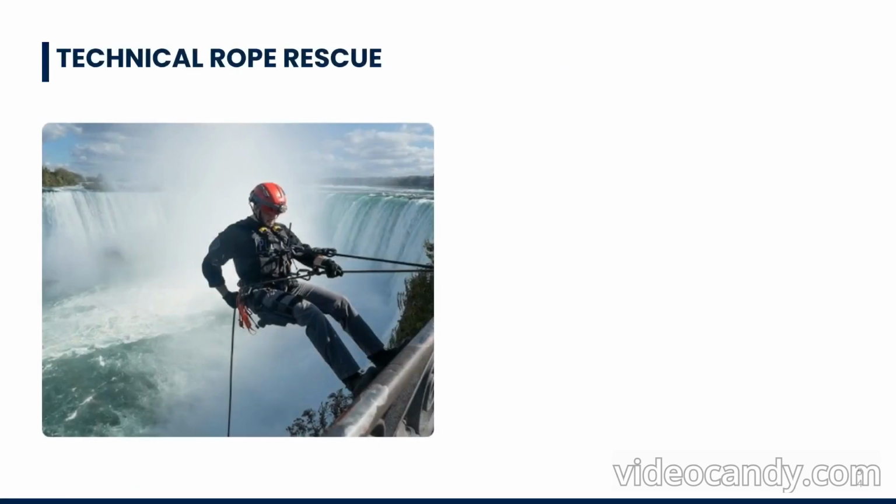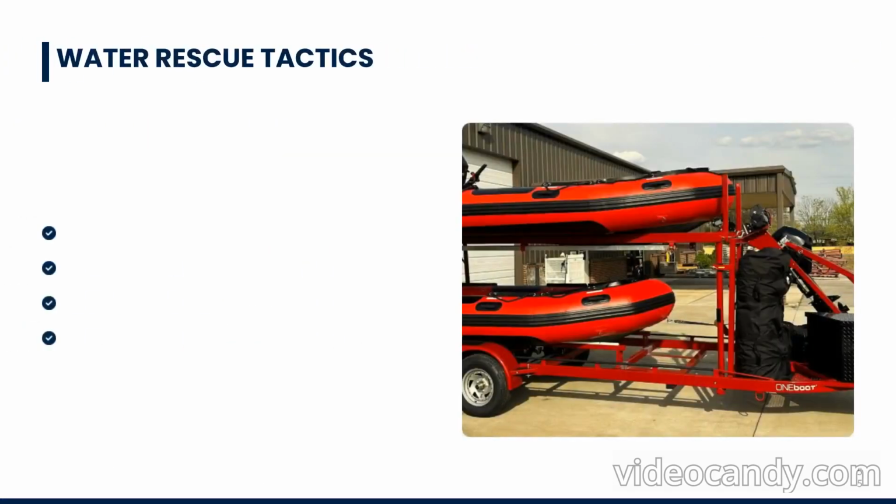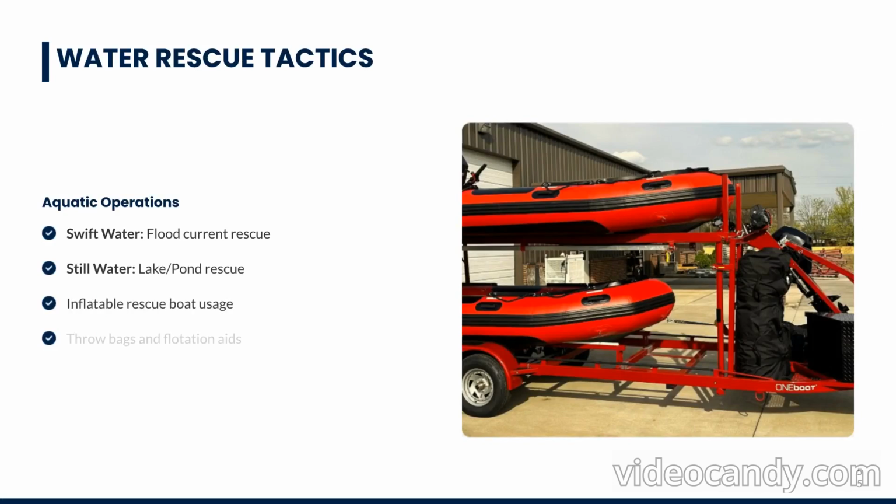Technical rope rescue involves high-angle extraction from cliffs, buildings, or steep terrains. This uses grappling and pulley systems, secure harness anchoring, vertical extraction stretchers, and winching from helicopters. Water rescue tactics encompass aquatic operations in swift water for flood current rescue and still water for lake or pond rescue. These include the usage of inflatable rescue boats, as well as throw bags and flotation aids.